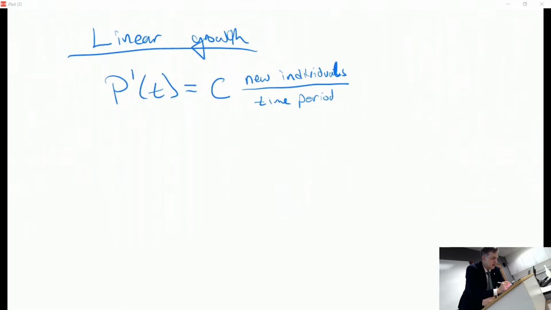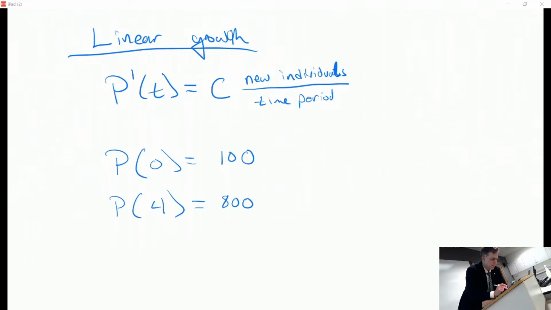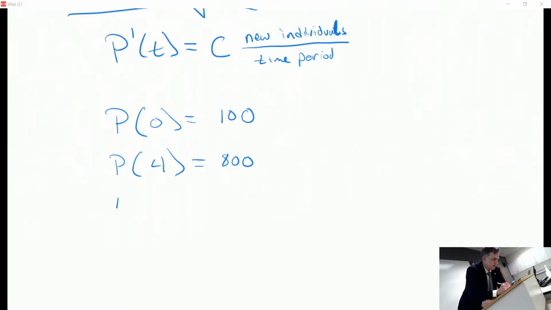Anyway, getting back to this, so here's the sort of thing that we're going to see. They'll say something like this: P of 0 is equal to 100 bacteria, and P of 4 is 800. Let's just say, I'm just making things up now. So let's assume linear growth with this, and then they'll ask, well, what is P of 5?